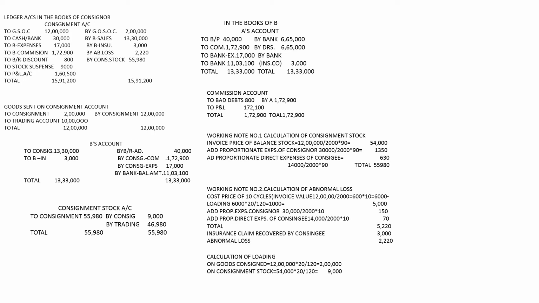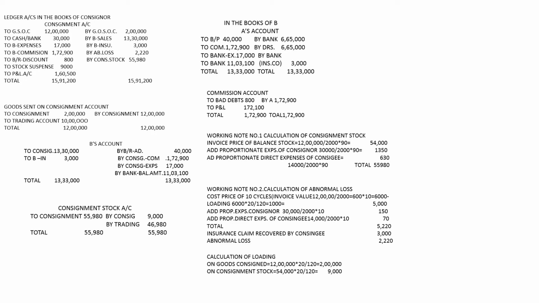Now he has sold 1900 cycles at rupees 700 per cycle. So by B, 1900 into 700, 13 lakh 30,000. Then he is to be allowed commission: 10% normal commission, 2% del credere commission, and 1% overriding commission.